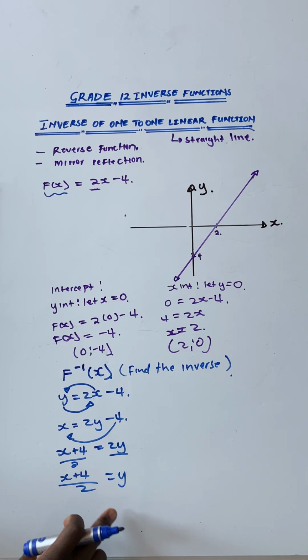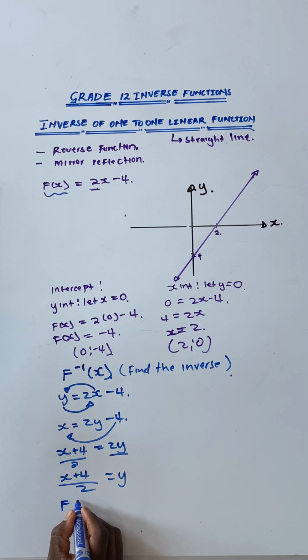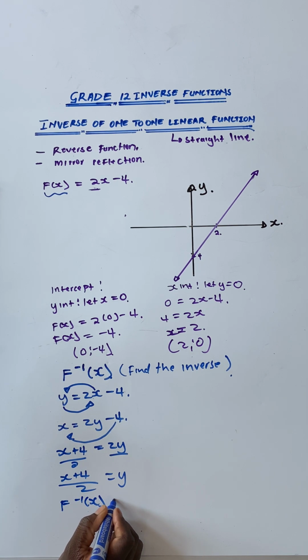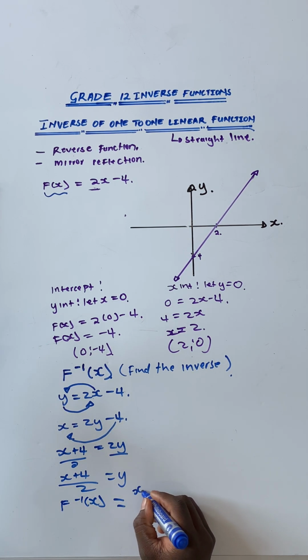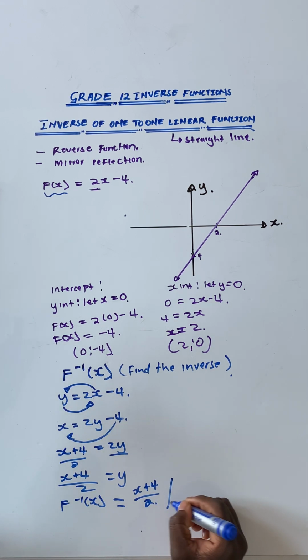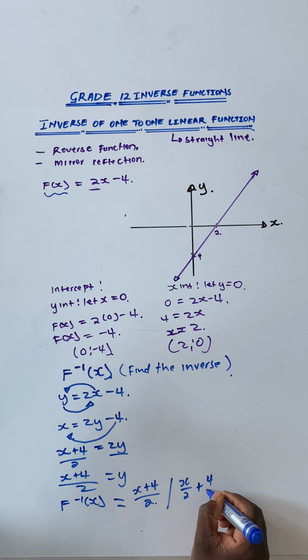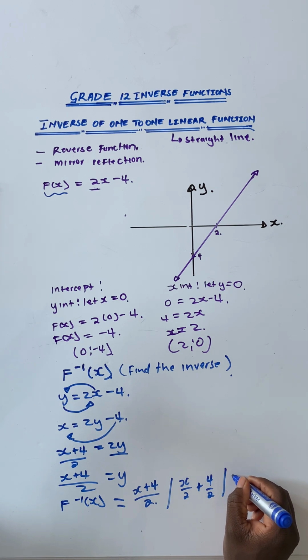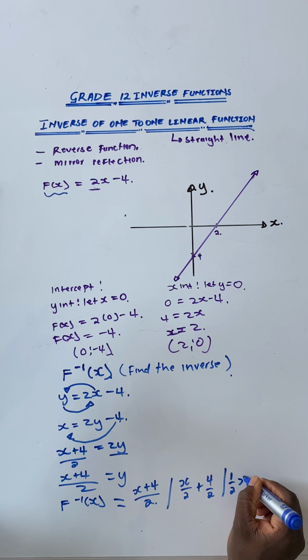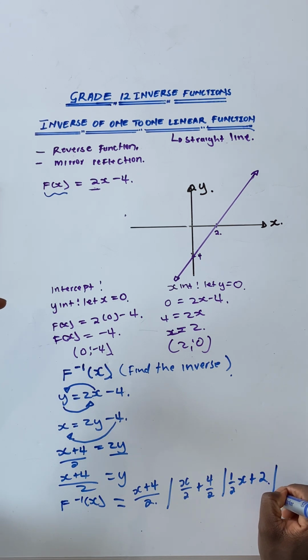But now you need to write it in this form here. So the inverse function will be equal to x plus 4 all over 2. If you want to simplify it, this is the same thing as x over 2 plus 4 over 2, which can also be written as 1 over 2 x plus 2. Please make sure that your answers are always in simplified form. Now we have the formula for the inverse function.